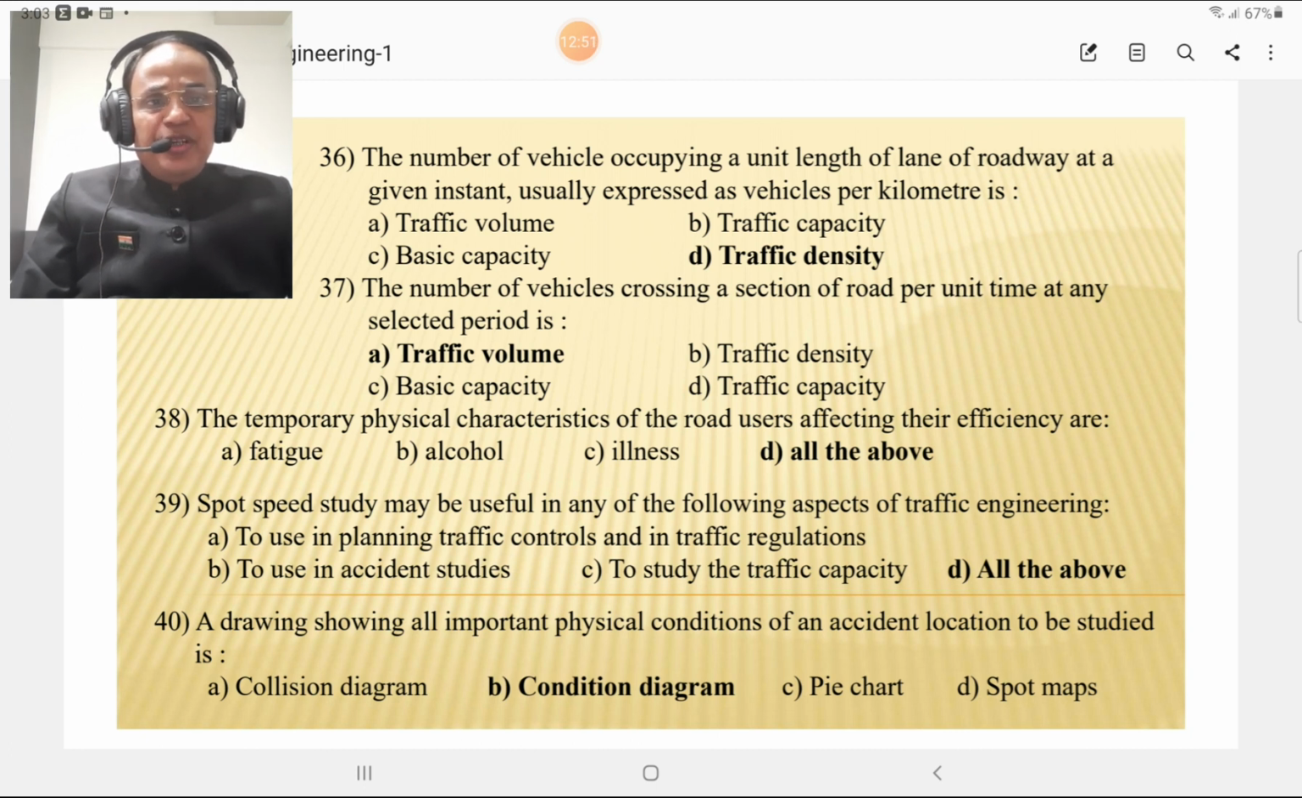The spot speed study may be useful in any of the following aspects of traffic engineering: to use in planning traffic control and in traffic regulations, correct; to use in accident studies, that is also correct; and to study the traffic capacity, that is also correct. So all of the above is the most appropriate answer.